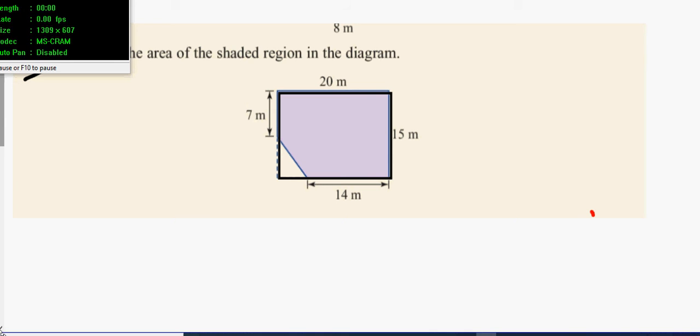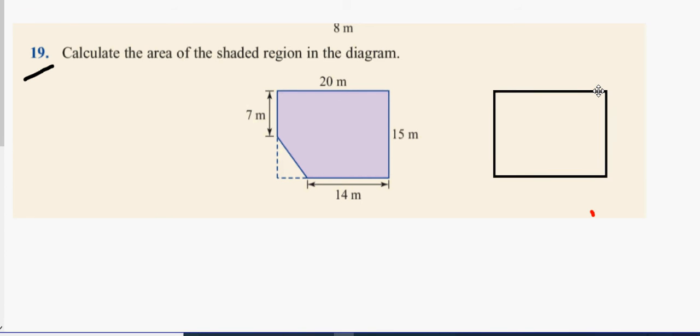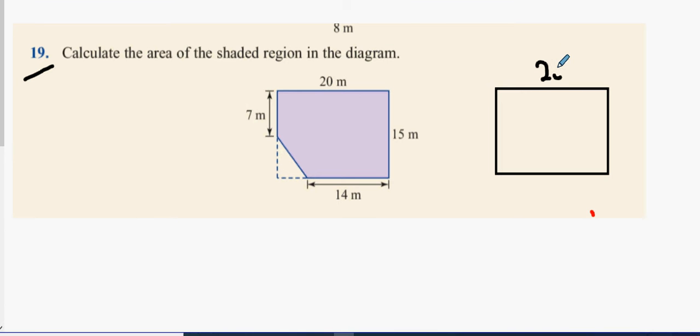Question 19 on exercise 18.1. What you do is you get the area of the outside rectangle. Okay, what's the area of the outside rectangle? It's 20 times 15, which is 300 meters squared. So to show your working, you say 20 times 15 equals 300 meters squared.